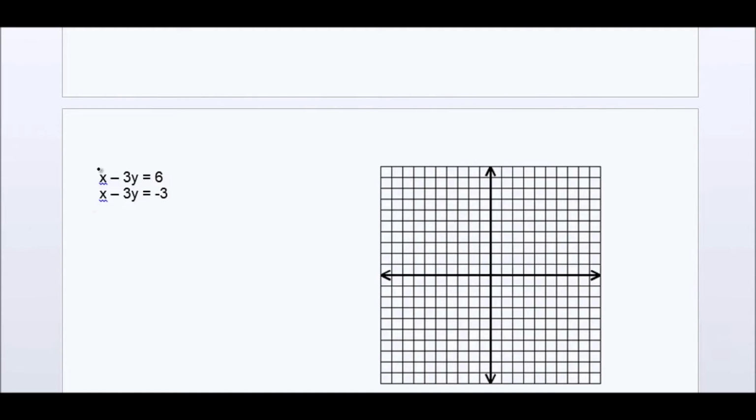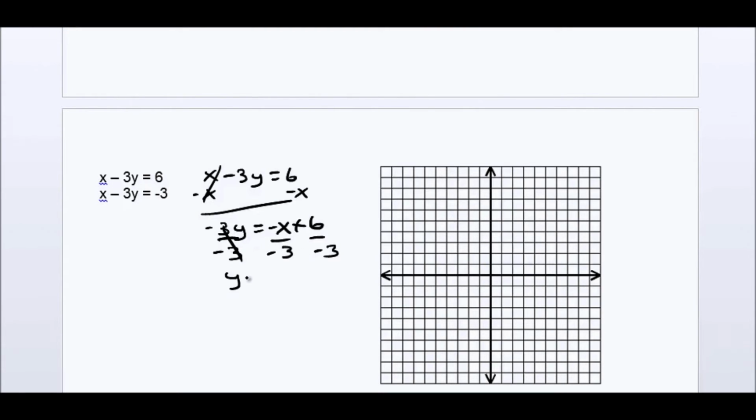Okay, let's do the first one. Let's solve it for y. I'm going to write it over here so I could have more room. Let's subtract x from both sides. Zero that out. Negative 3y is equal to negative x plus 6. Divide everything by negative 3. So y is equal to, right here it's 1 over 3x. There's an imaginary 1 right there. Negative divided by negative is a positive. 6 divided by negative 3 is negative 2.